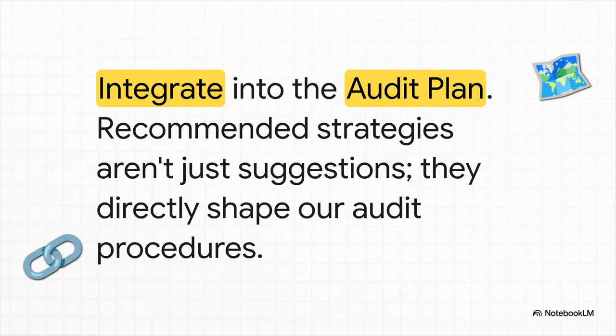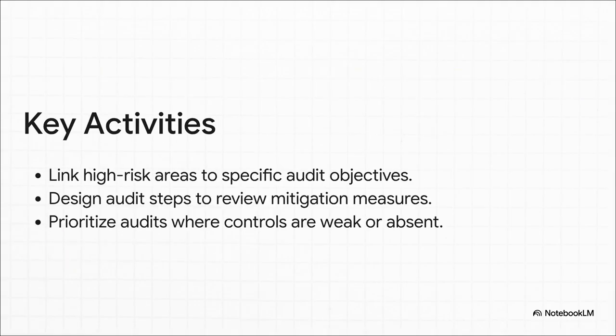They become the blueprint for our audit plan. This is what transforms a generic audit into a truly risk-based, targeted engagement. We're not just checking boxes, we're focusing our fire where it's needed most. So how do we do that? Well, we link these high-risk areas to very specific audit objectives. We then design audit steps that are tailor-made to test that the new mitigation strategies are working. And of course, we make sure our time and resources are prioritized on the areas where controls are weakest.